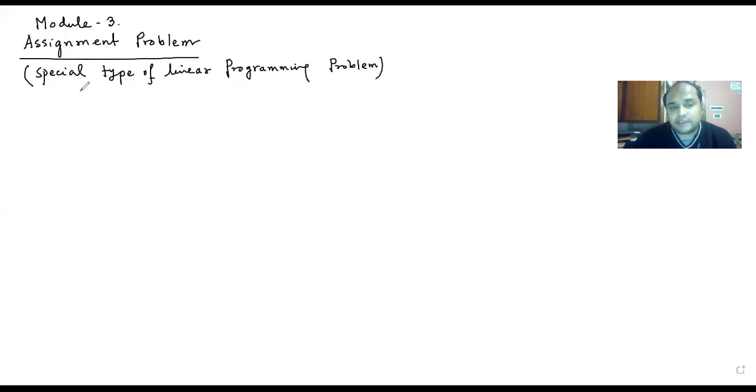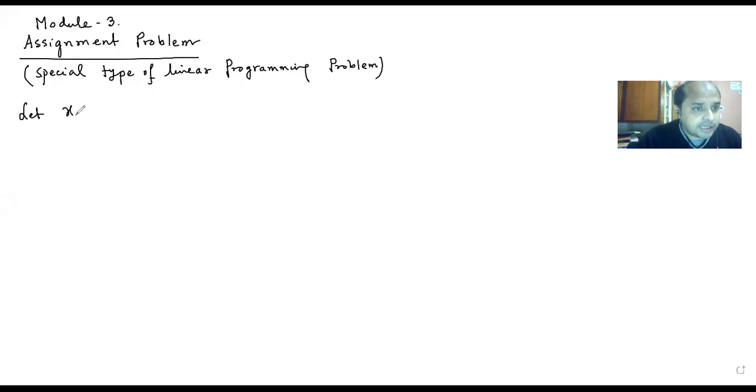And how do we know that it is a special type of linear programming problem? When we look at its mathematical model, we get to know that this type of problem indeed has all the features of LPP. So what is the mathematical model of this kind of problem? Let me first write that one. So to start with, you all copy it. I'm also copying this particular portion from a book.